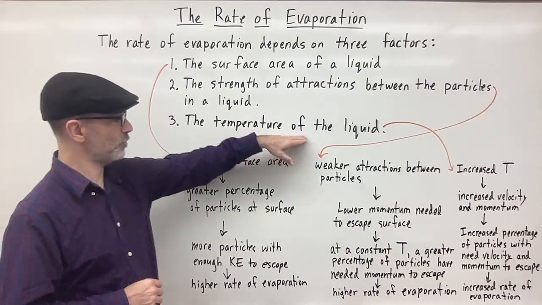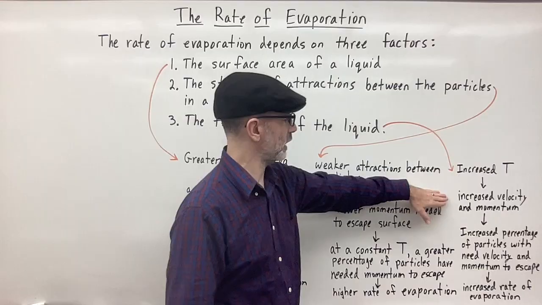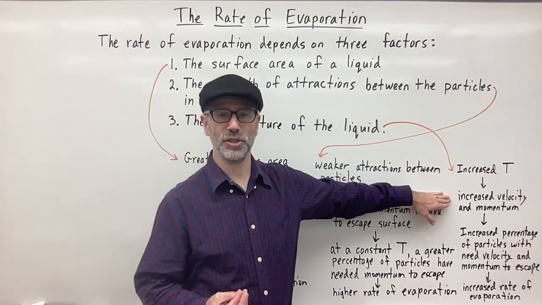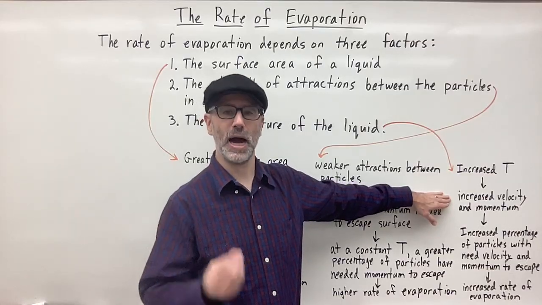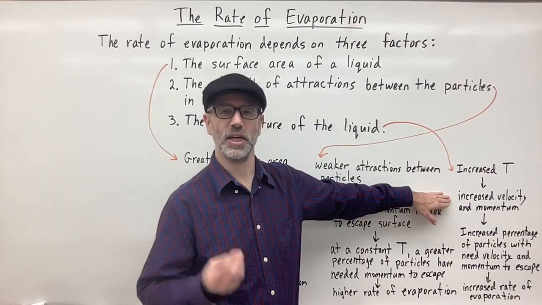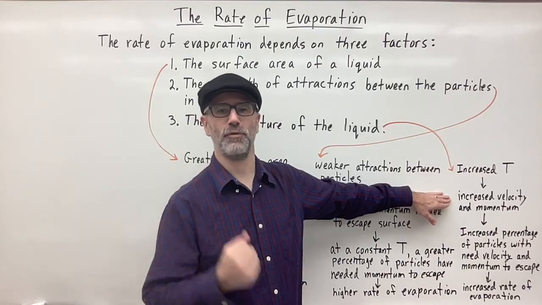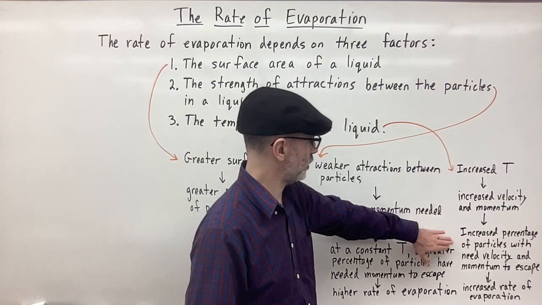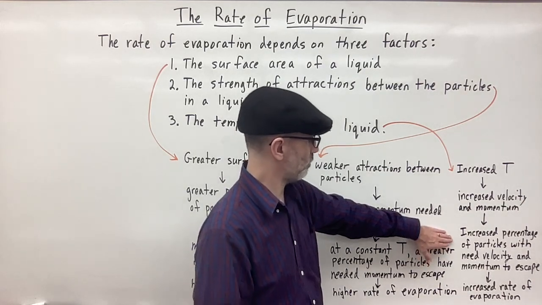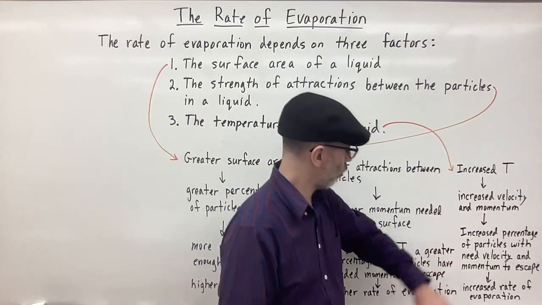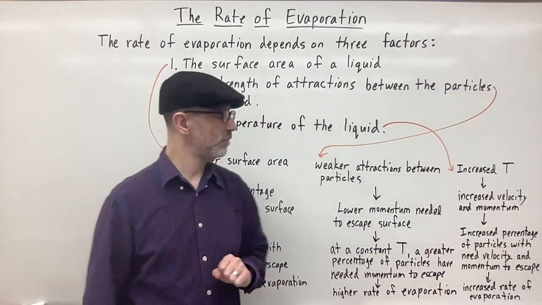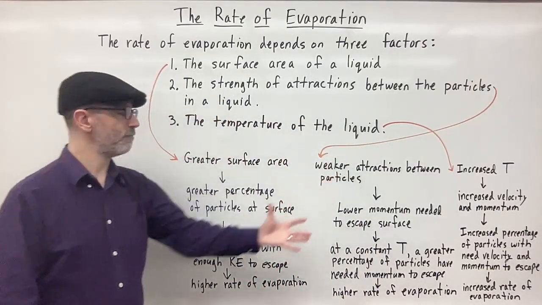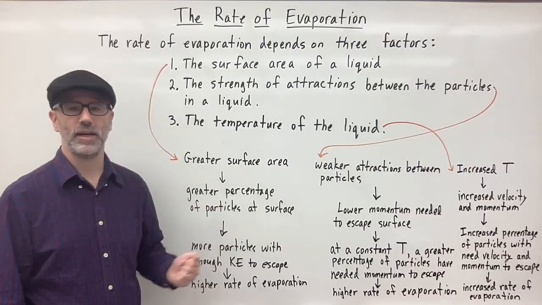So if you raise the temperature of the liquid, increased temperature is going to lead to an increased velocity and momentum of the particles. On average, you're going to have more particles with a high enough energy, speed, and momentum to break free from those attractive forces at the surface. So you're going to increase the percentage of particles with the needed velocity and momentum to escape, and therefore you're going to increase the rate of evaporation.